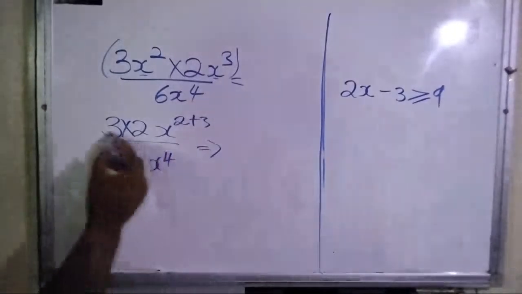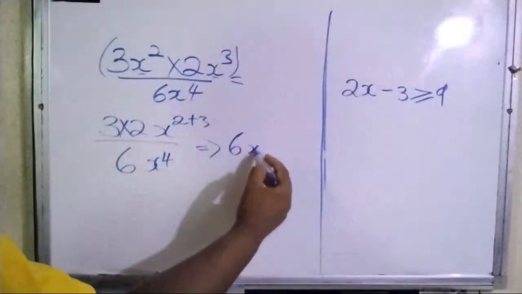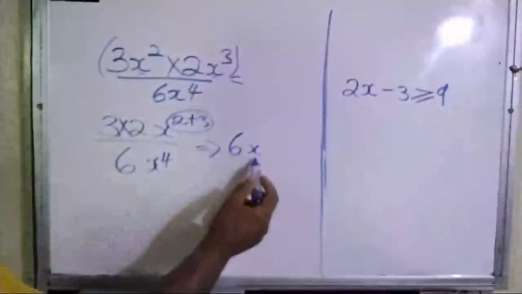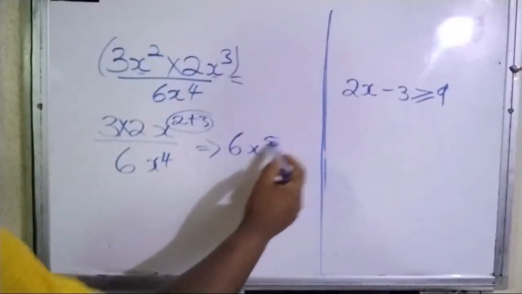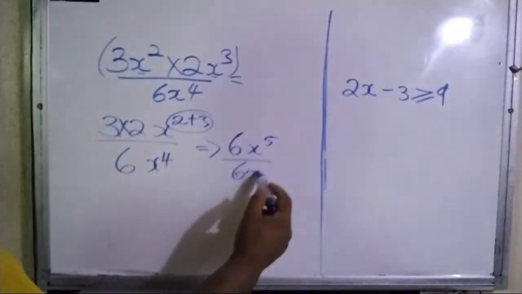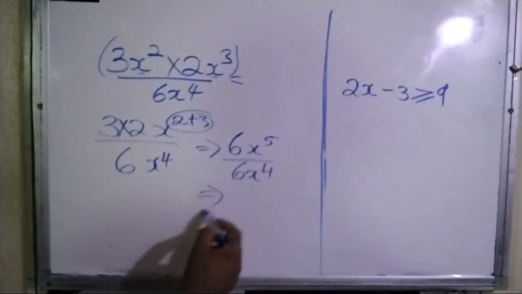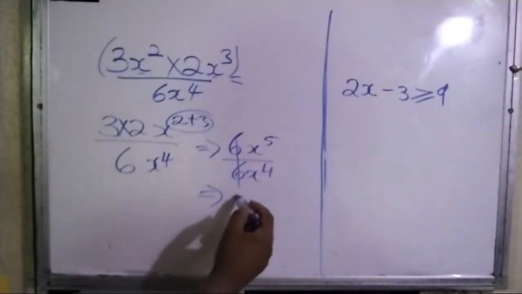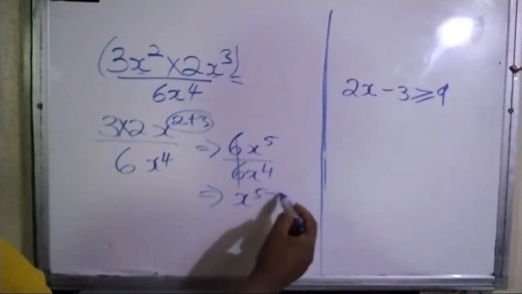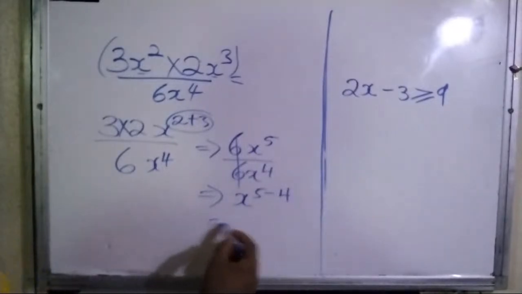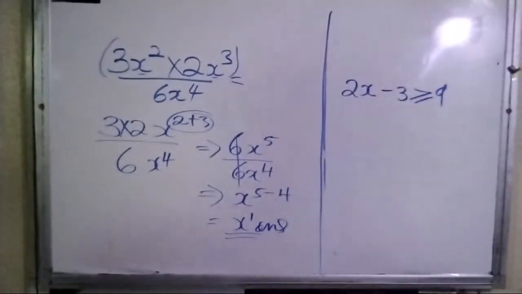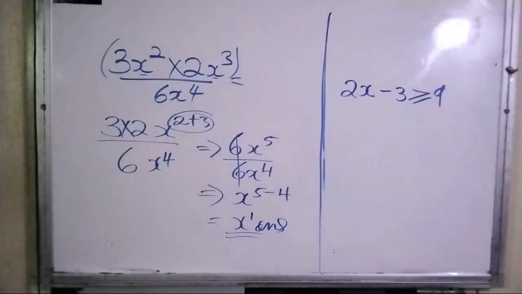We can simplify this. 3 times 2, 6, and then x. Remember, we add the powers, we don't multiply them, because the base is the same. So this gives us 5, and then we have 6x to the 4 on the bottom. I think somebody said 6x squared. This cancels this, so we cancel normally, and then we subtract. So it will be x to the 5 minus 4, which is x to the 1. So the answer is x to the 1, not x squared. I think that would probably be an error someone made.